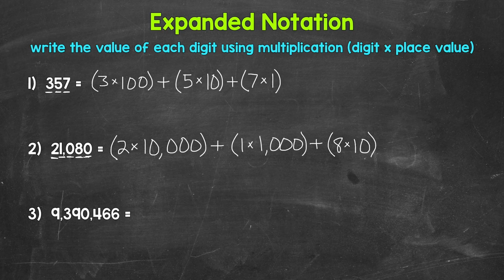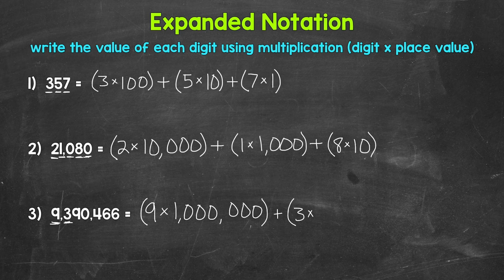Lastly, let's move on to number 3, where we have 9,390,466. So let's start with the digit furthest to the left, this 9 right here. So we have our digit 9 times, and then that 9 is in the millions place. So times 1 million. Our next digit is this 3 right here. So we have our digit of 3 times, and then this 3 is in the hundred thousands place. So times 100,000.